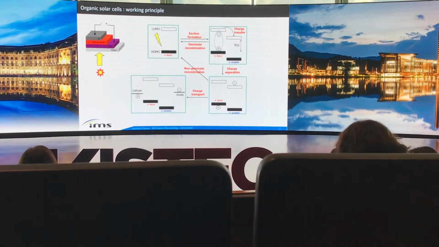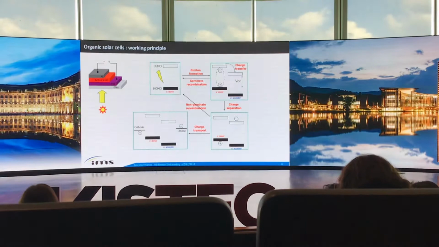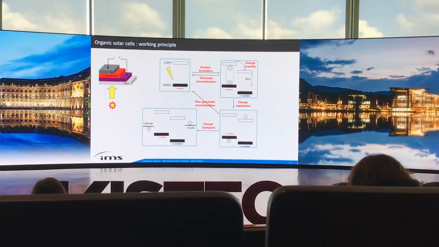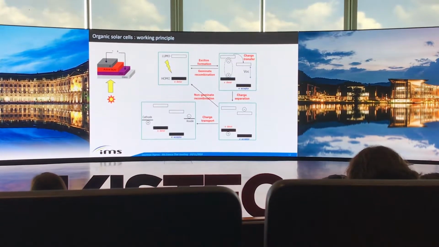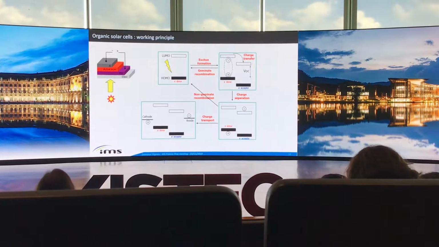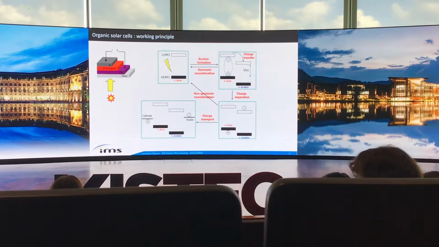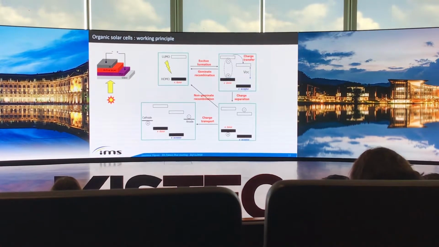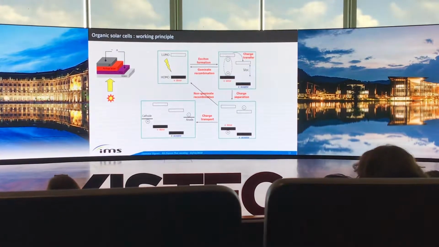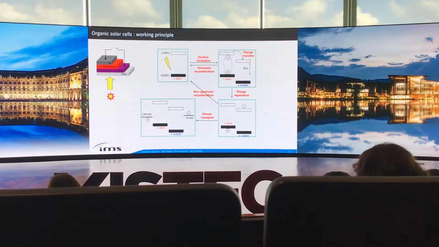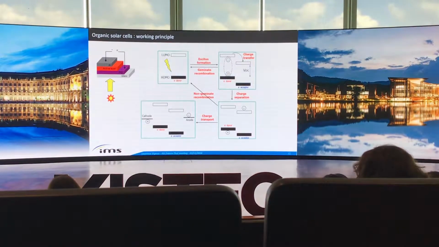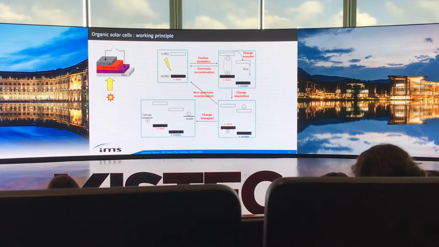So first, how does it work? This is roughly the inverse process of an OLED. When light comes inside the semiconductor, you have an exciton formation, which is an electron-hole pair, and providing they don't recombine, they are separated and then transported to the electrodes. This is quite similar to what you have in silicon solar cells.